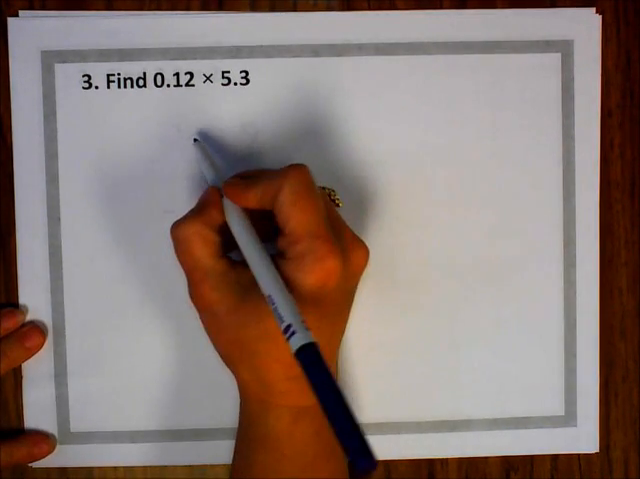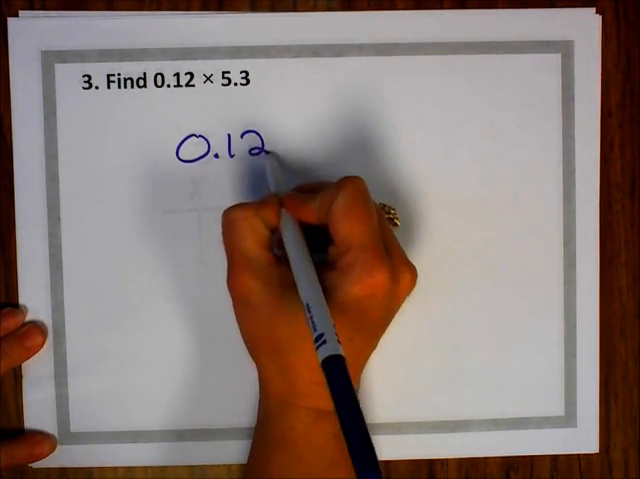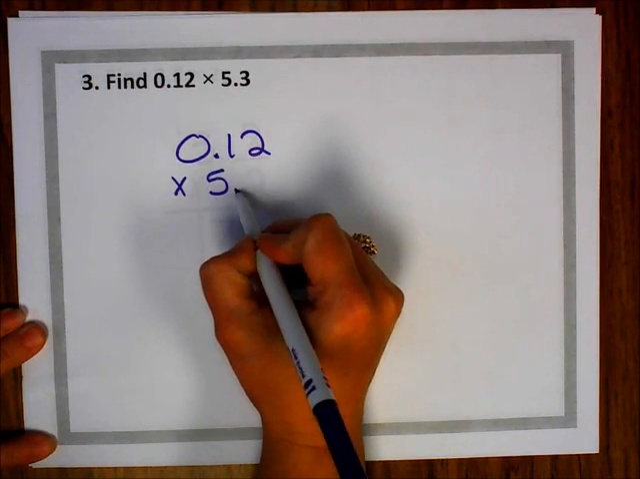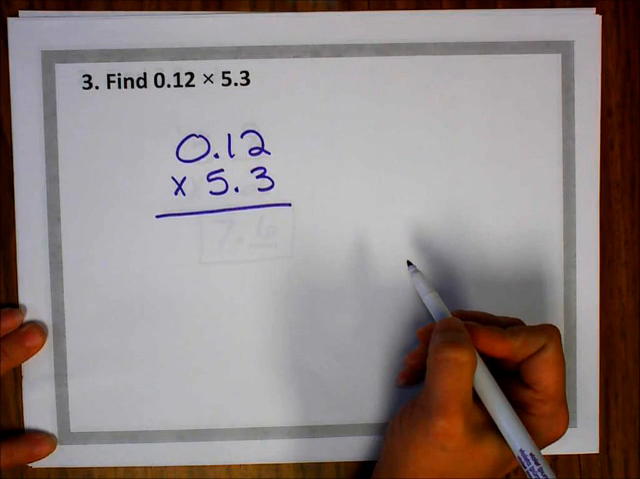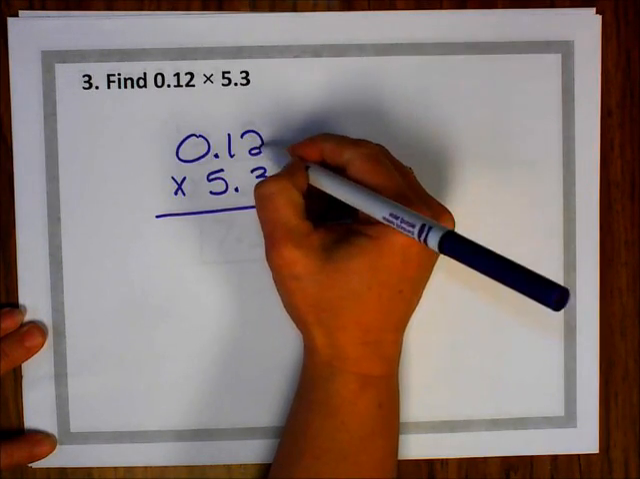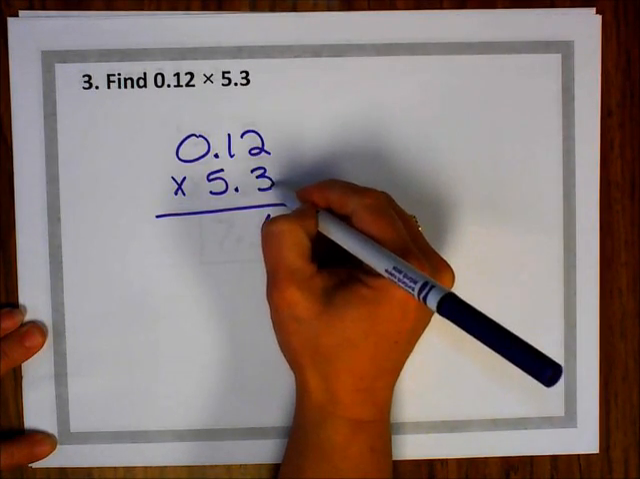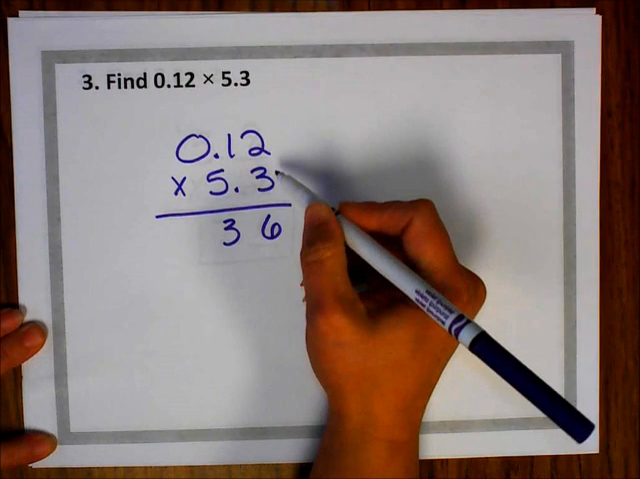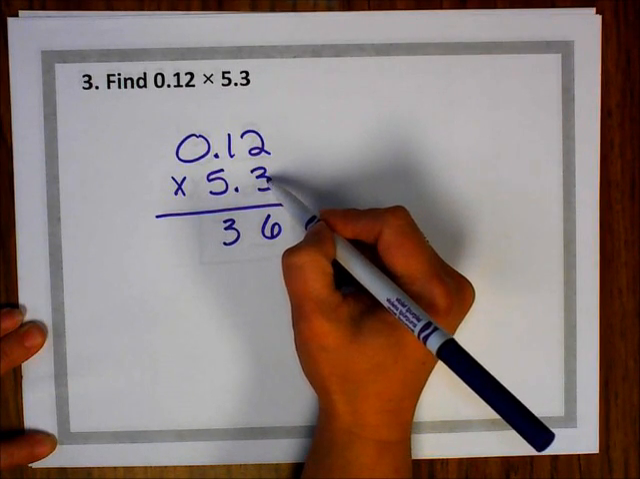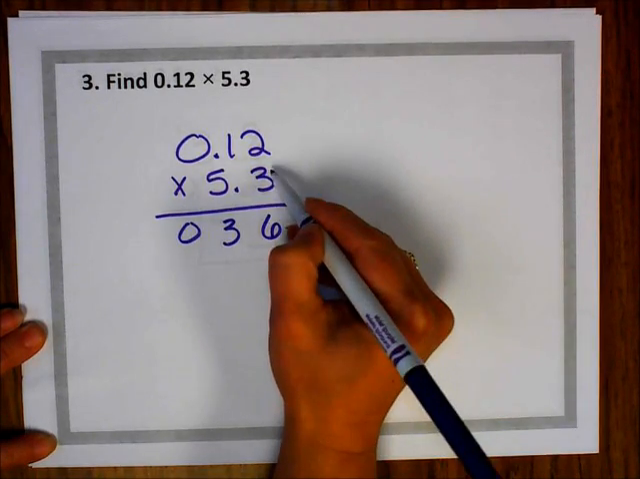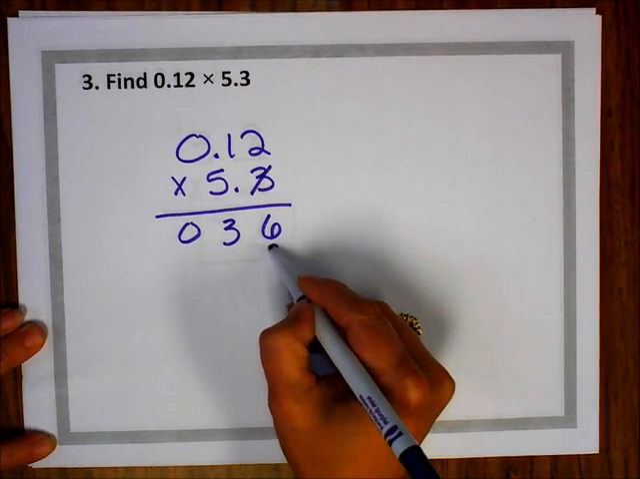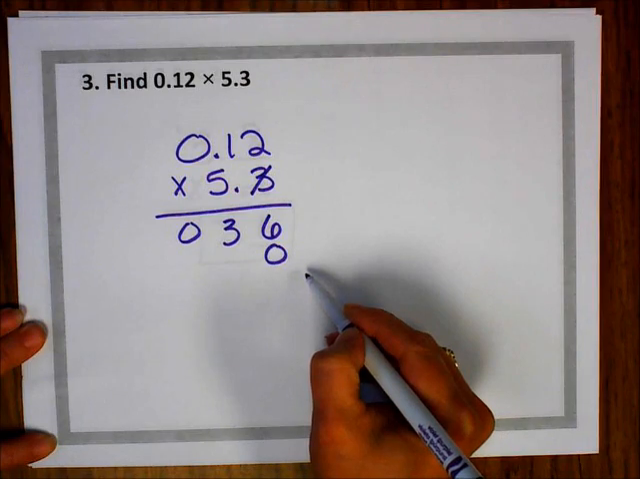Okay, let's check your work. You had 12 hundredths times 5 3/10. So let's ignore the decimals and multiply. 3 times 2 is 6. 3 times 1 is 3. It's not necessary, but you can multiply the 3 times the 0 if you want to get 0. I'm finished with the 3, so I mark it out and add a 0.